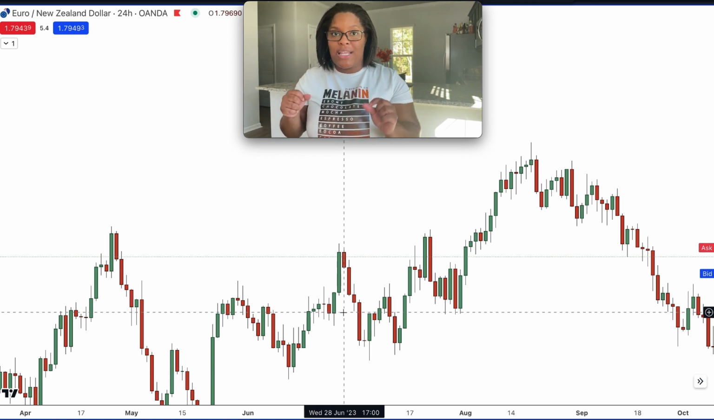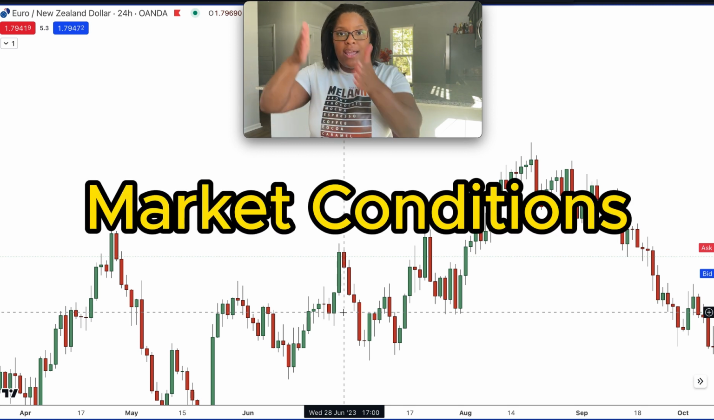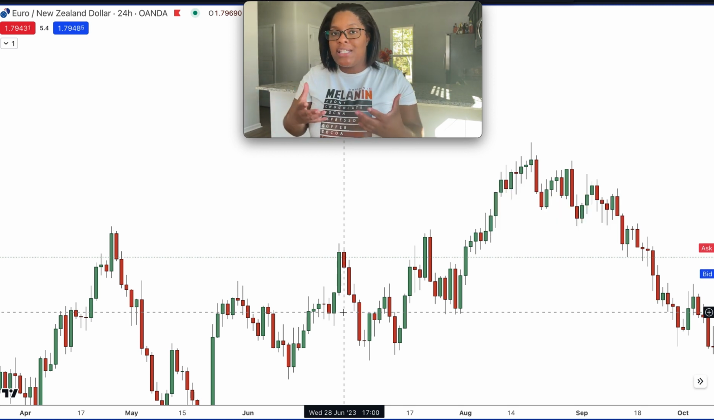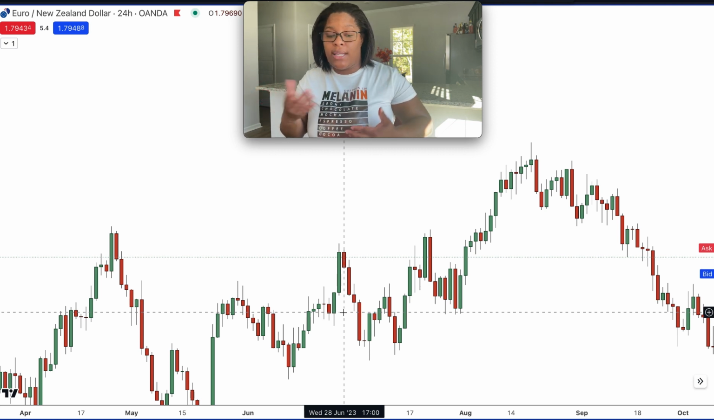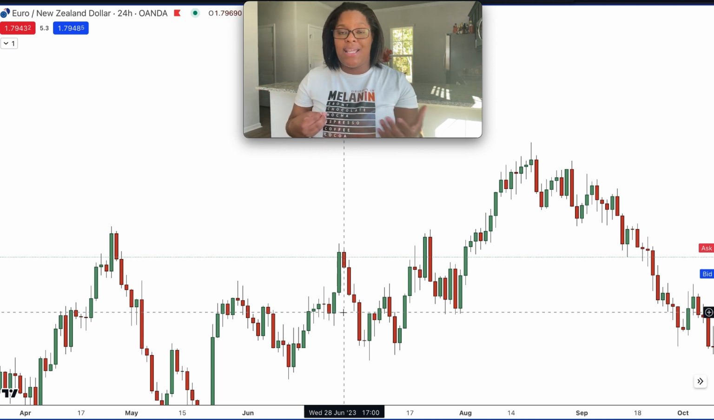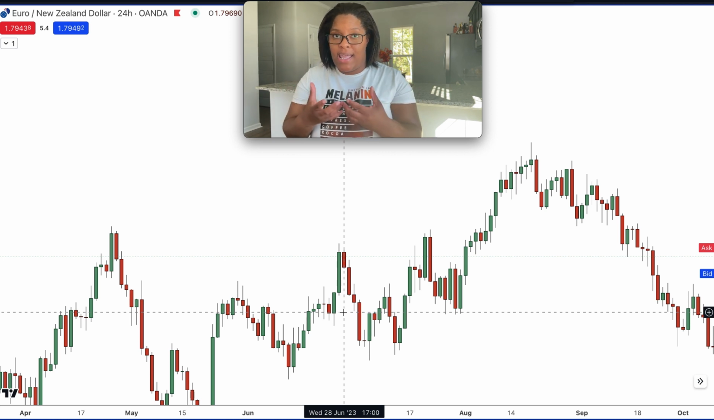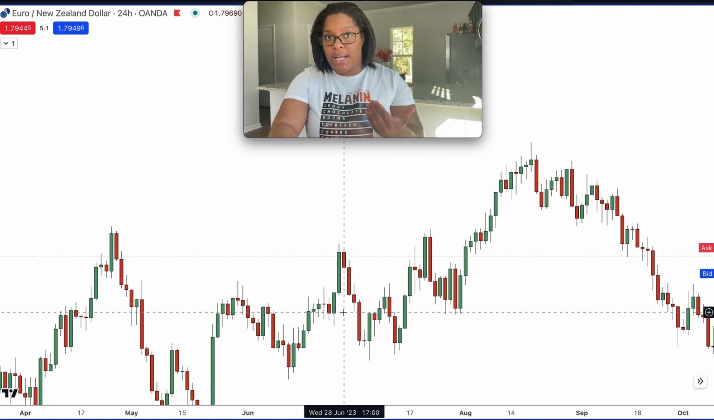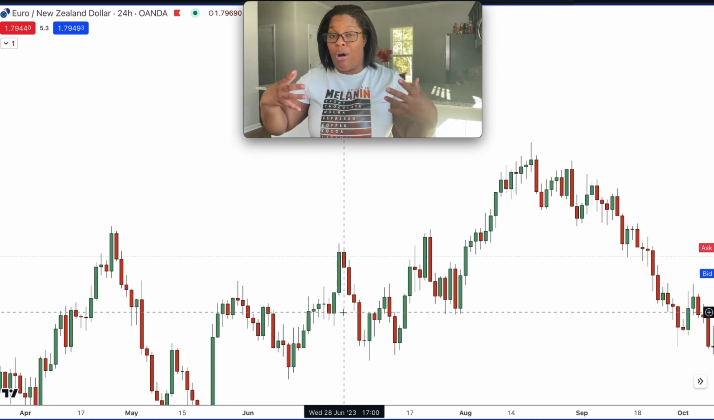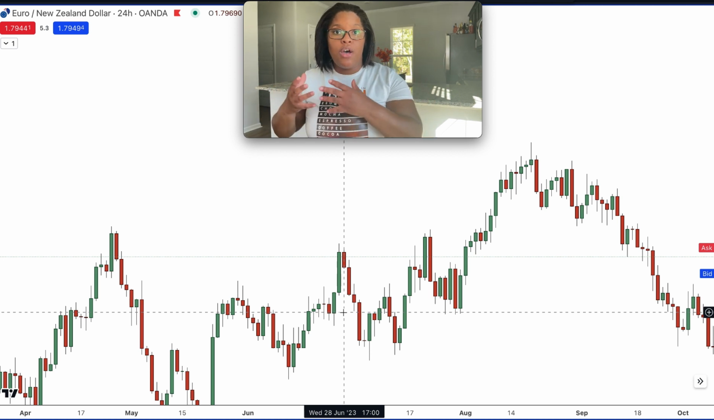And I want you to write these two words down: market conditions. Market conditions is basically how the market is moving, how volatile the market is, or how quiet the market is. And this is the main way in which the market condition is actually measured. So if I look here, I would say that my market condition is actually kind of broad. And what broad means is that it could take some time for me to take profit.